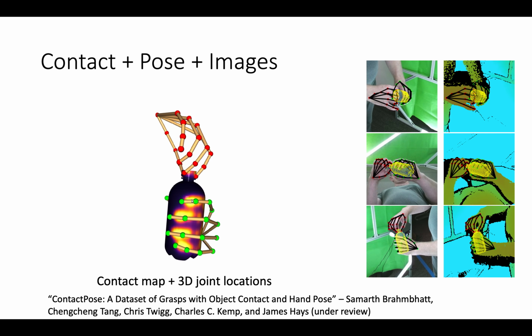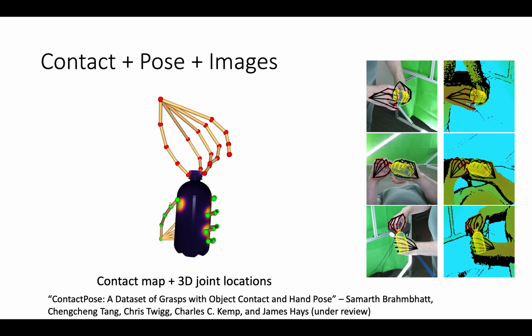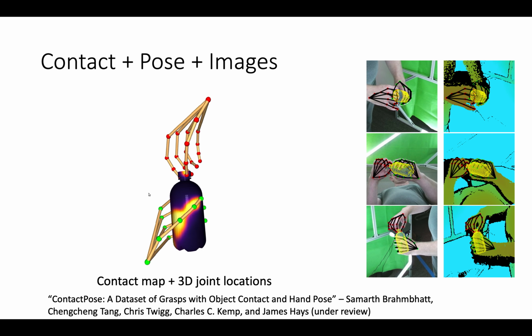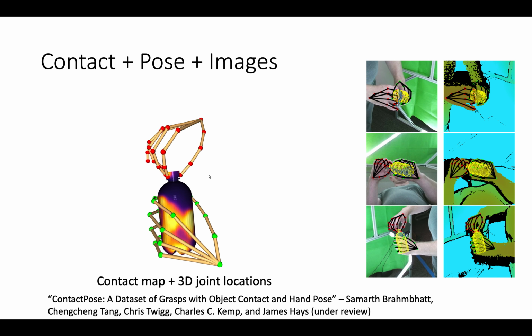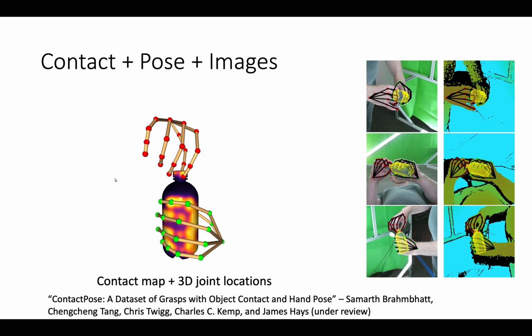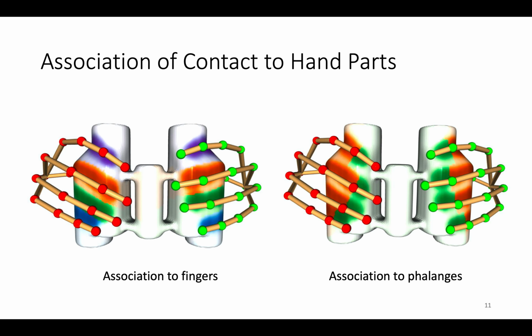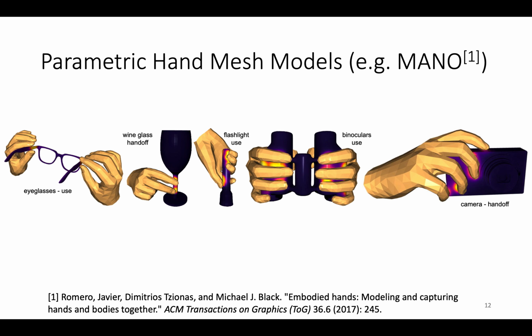The next project, called ContactPose, takes this one step further by capturing hand pose, object pose, and RGBD grasp images along with the contact maps. Now, using the hand pose, we can associate contact regions with hand parts as shown here. And since we are interested in contact, we fit hand mesh models to the hand geometry.